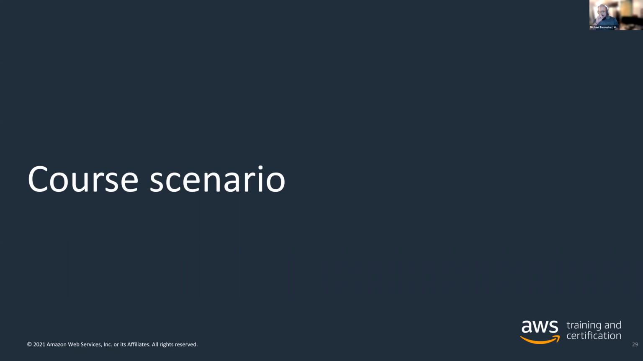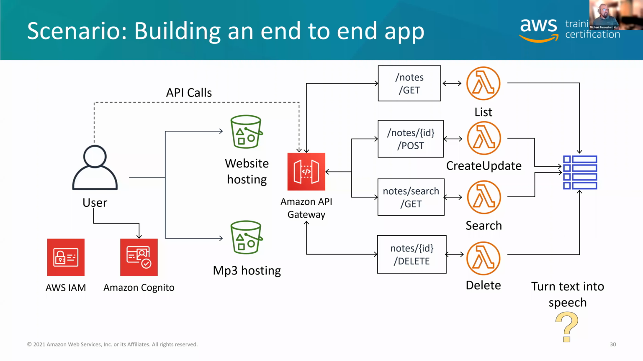Let's talk about our scenario. Okay, so here we are. We're building an end-to-end application. We have a user who's going to authenticate with Cognito. We're going to hit our website, and they're going to call our API Gateway to do all kinds of CRUD. So you're going to be searching against notes with actions like get. You're going to post with an ID. They're going to search and retrieve information, and they're going to delete an ID, right?